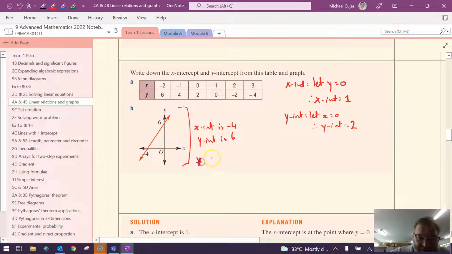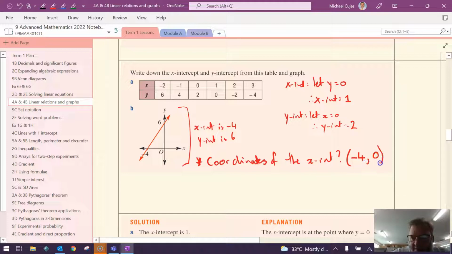Just a little word of caution, sometimes if they ask for the coordinates of the x-intercept or y-intercept, although the x-intercept is -4, if the question asks for the coordinates of the x-intercept, then you need to list the coordinates at that point. So it would be -4 and 0. If I wanted the coordinates of the y-intercept for that same graph that we were just looking at, then if they ask for coordinates, you give them coordinates. When x is 0, y is 6. If they just ask for the intercept, just the number's fine.